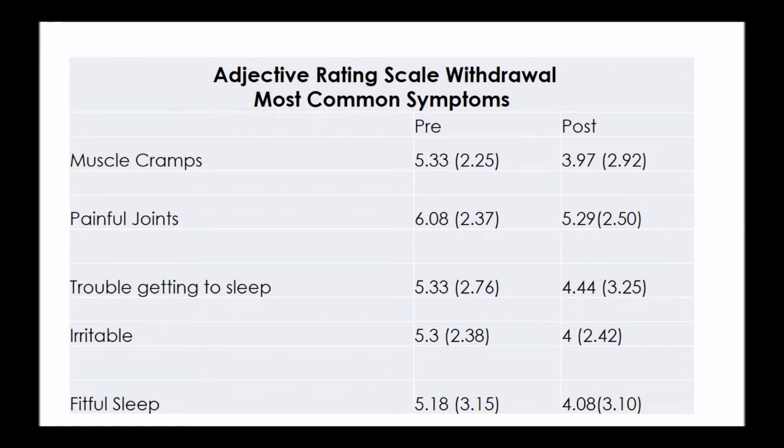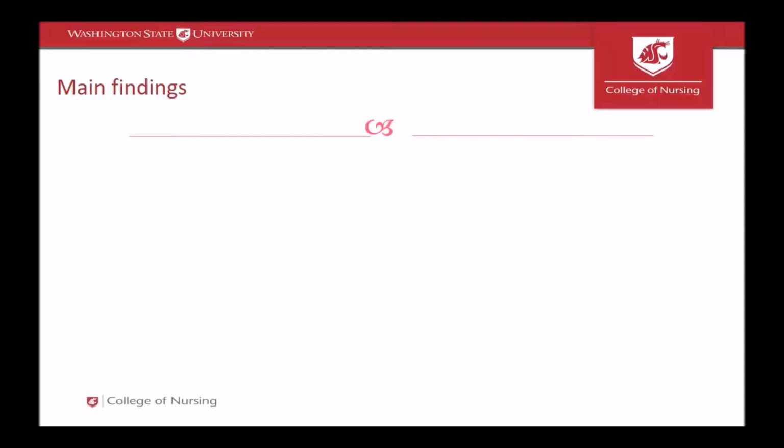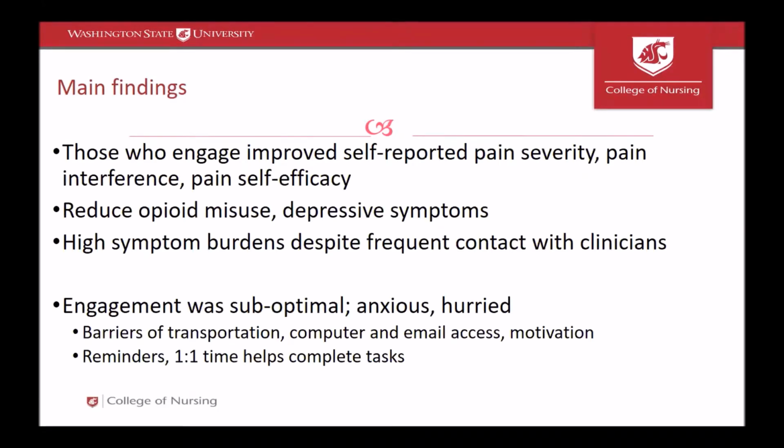Two of them here about sleep that were important. And I've used this information to help direct some of the present research that I'm doing, trying to understand more about the sleep disorders within the opioid use population. So the main findings of that study: those who engaged in the program did improve their self-reported pain severity, pain interference, and pain self-efficacy. They did report reduced opioid misuse behaviors and reduced depressive symptoms.